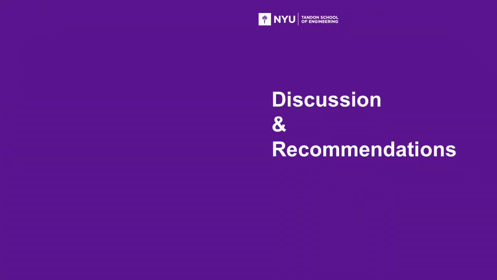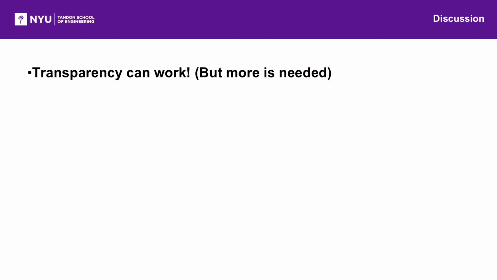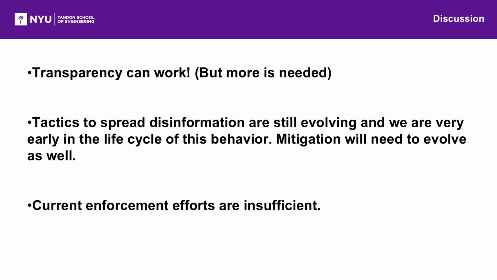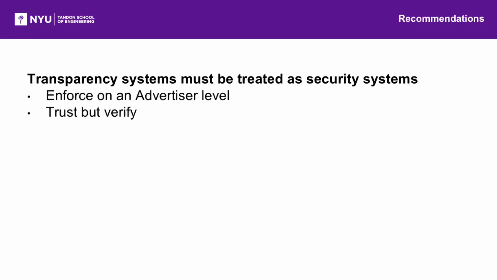So, what did we learn from all of this? First, we think transparency as a tool for mitigation of political disinformation holds real promise. However, much more is needed. And a lot of that is because tactics to spread disinformation are evolving rapidly. Transparency is going to need to evolve as well. Lastly, current enforcement efforts are just not yet sufficient to address the scope of the problem we're facing.